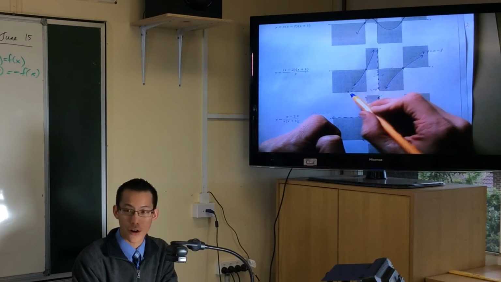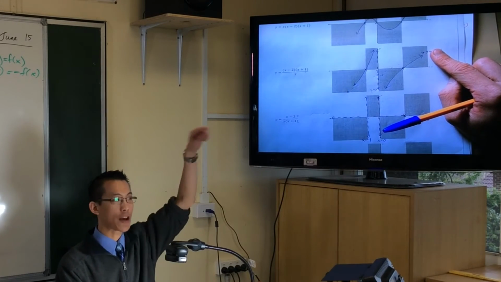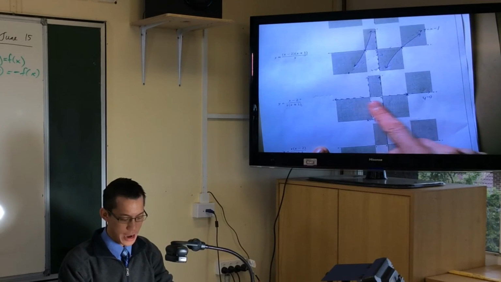The oblique asymptote only takes over at the extremities. Does that make sense? Question. Why is y equals 0 an asymptote?